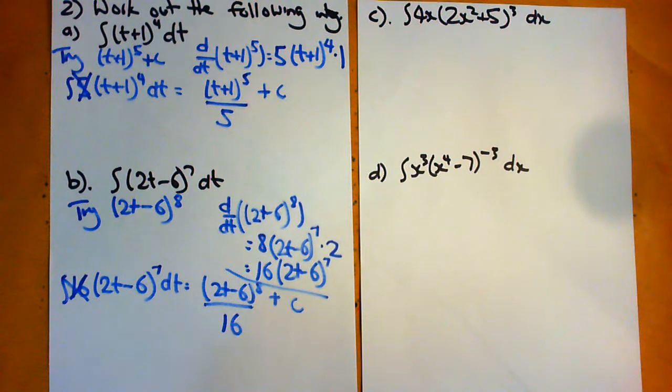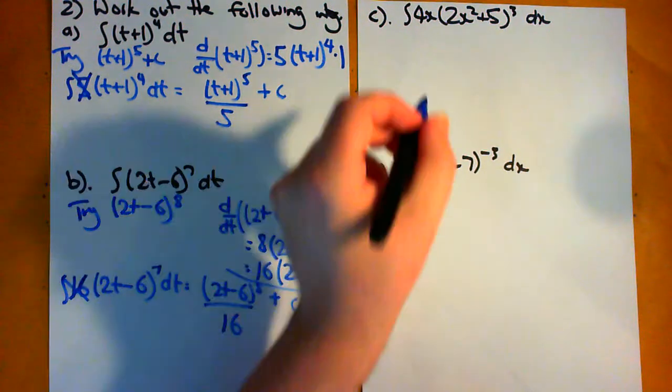Let's look at c, and we've got the integral of 4x times 2x squared plus 5 cubed, and we need to work out what the integral of that is going to be. The main part of the function here is that bracket. Notice that 4x is just the derivative of the inside of the bracket, which will come out by the chain rule once we do our differentiation. So the key part here is the bracket.